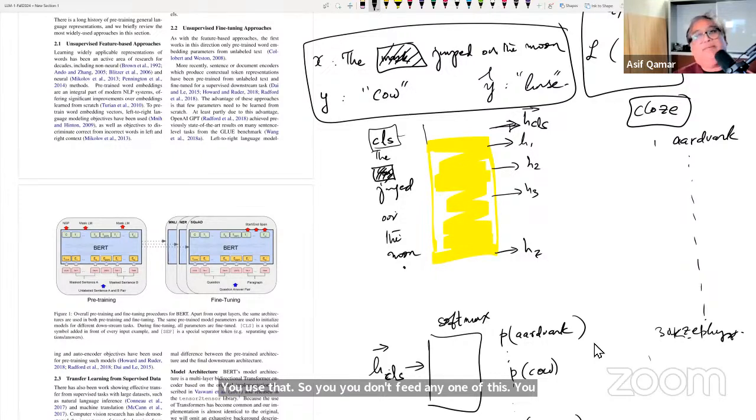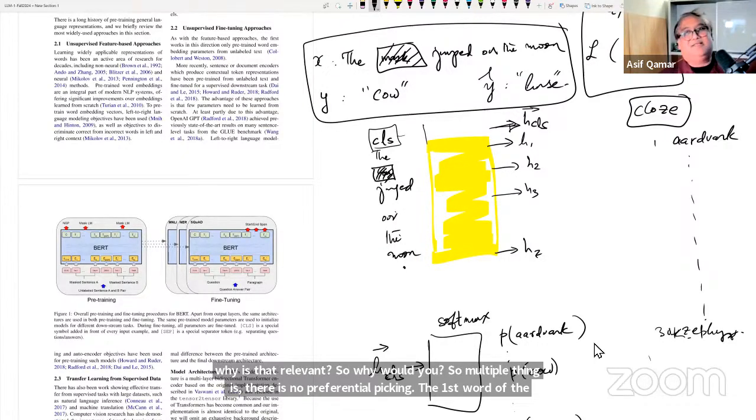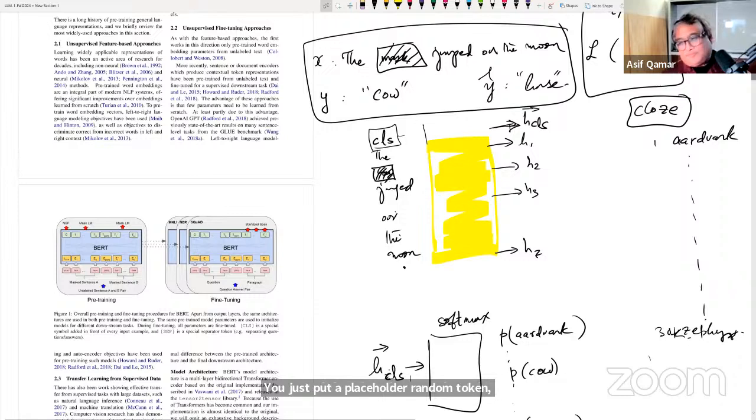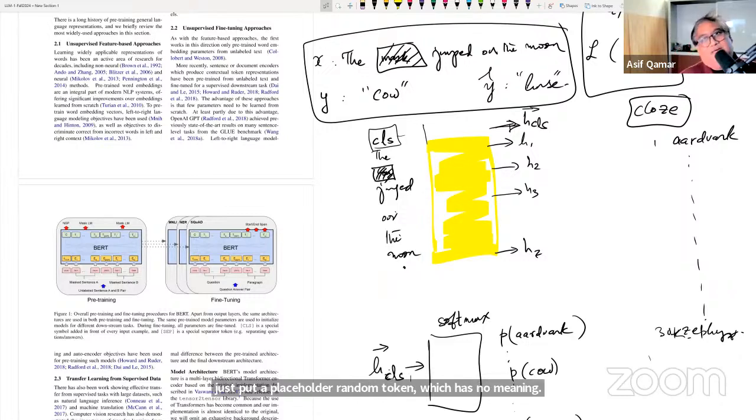No, you literally have a token called CLS, the word CLS. And why is that relevant? There is no preferential picking of the first word or the last word, because sometimes the meaning of a sentence is much more in one word than the other. You don't pick any. You just put a placeholder, a random token which has no meaning. And it has to do with the heart of attention.